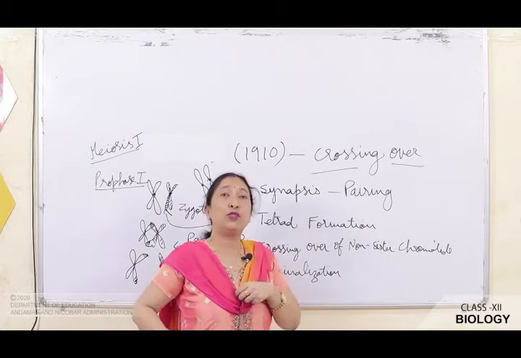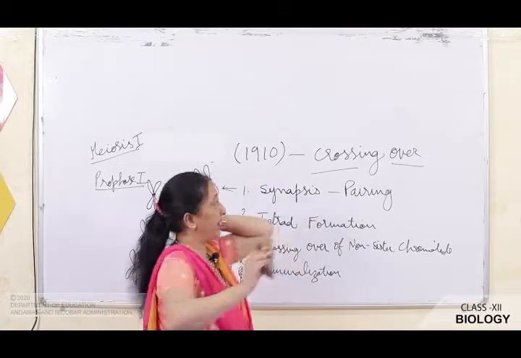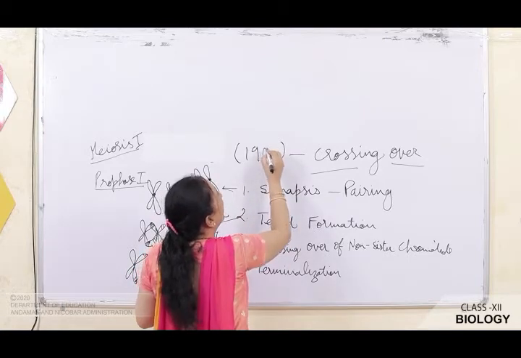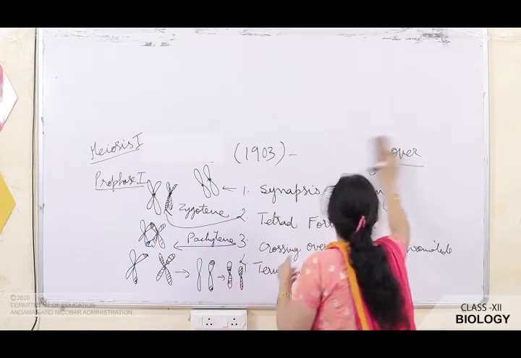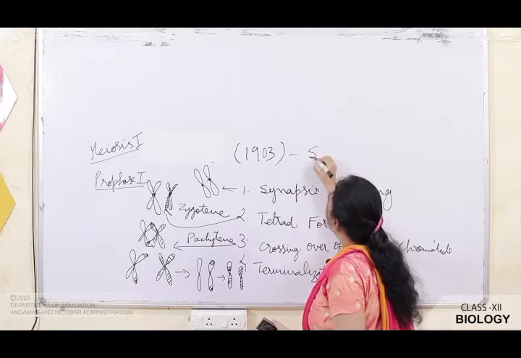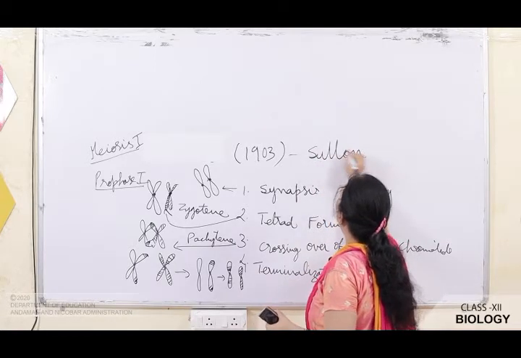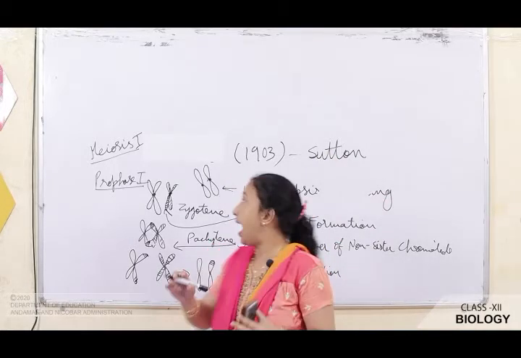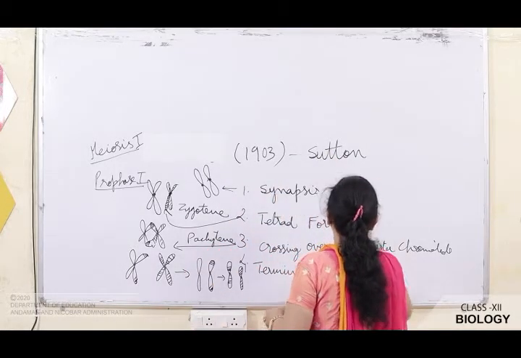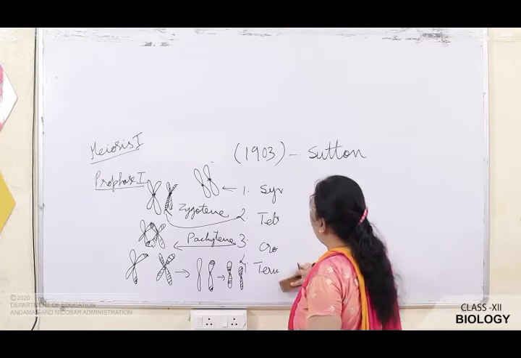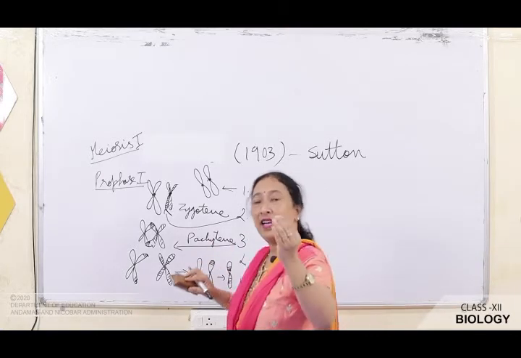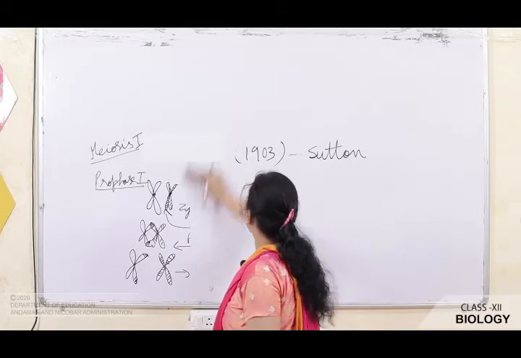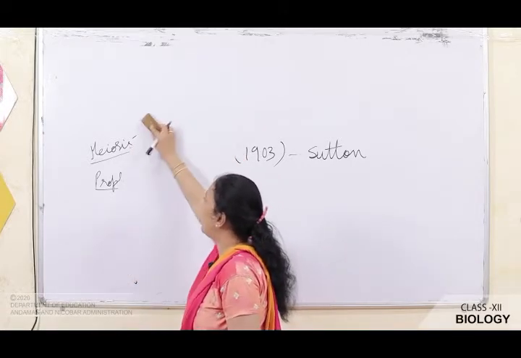This crossing over was told by Mendel in 1910, and the same thing was told by Sutton and Boveri in 1903. What did Sutton say? Sutton made a comparison. He compared Mendel's laws and the chromosomes, and said that however the chromosome is dividing, similarly Mendel's factors were also dividing in the same way. This was told by Sutton in 1903.